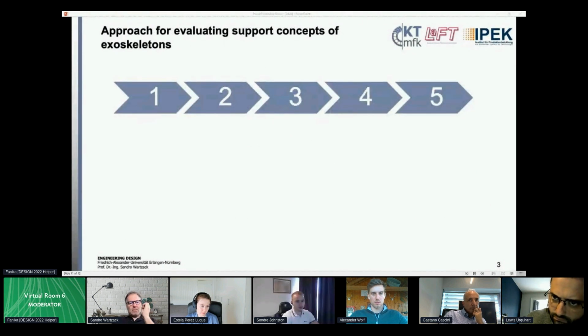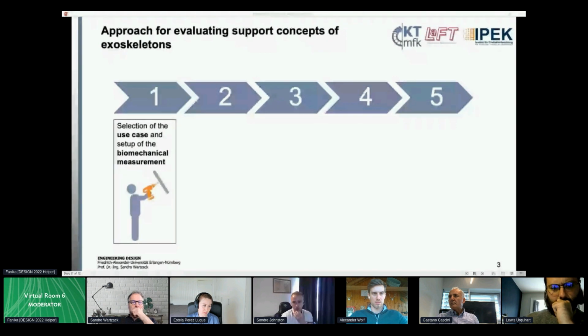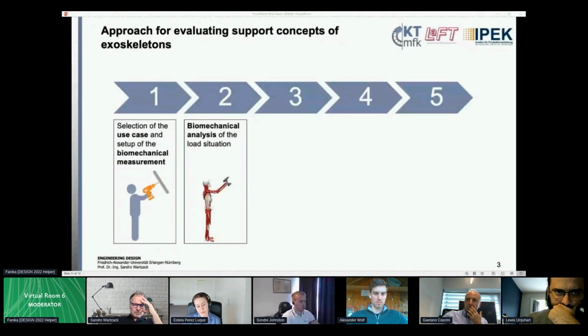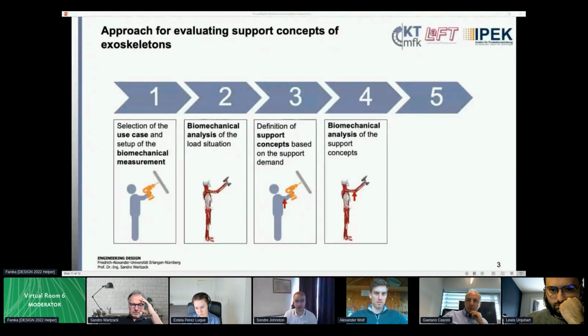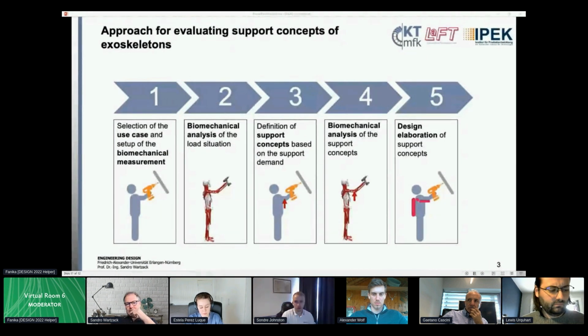Here in this slide, you can see our approach for the evaluation of support concepts of exoskeletons. And yes, it's a 5-step approach. In step 1, we start with the selection of the use case. In this case, it's a screwing task of a worker above his head. And we are choosing the setup of the biomechanical measurement. In step 2, we are performing the biomechanical simulation using musculoskeletal human models. And we analyze the load situation based on the use case. In step 3, first we identify the support demand based on the selected use case. Then we define the support concepts in the form of external forces. In step 4, we are concentrating on the selected support concepts and perform the mechanical simulation. And yes, you can imagine that the analysis of the support concepts affects the human body. And last but not least, we adapt and optimize the design of the promising support tools. This is our new approach.